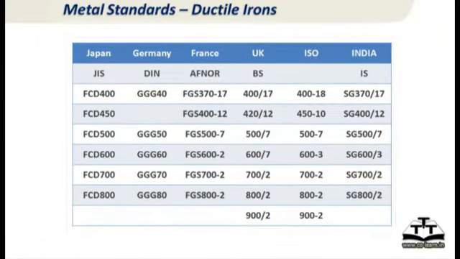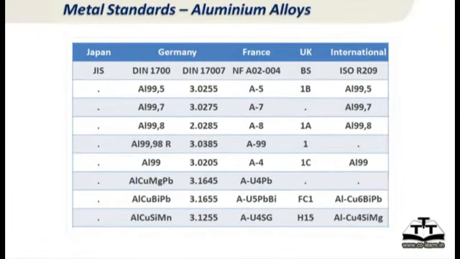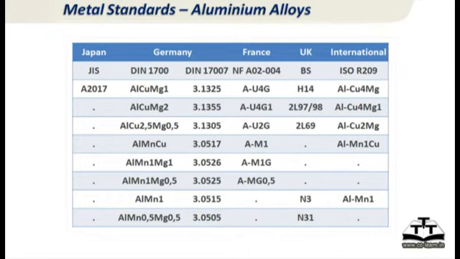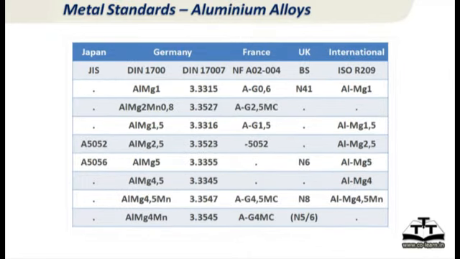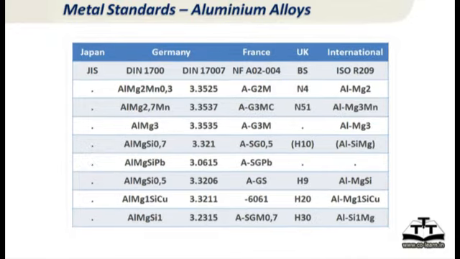And then for ductile irons, similarly aluminum alloys, you have a large number of classifications. So hopefully, if you don't have this comparison, maybe this will help you, but many other industries do have these comparison tables.